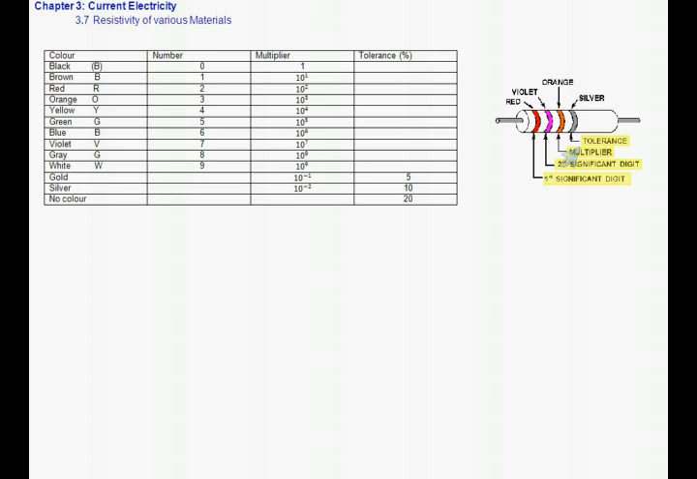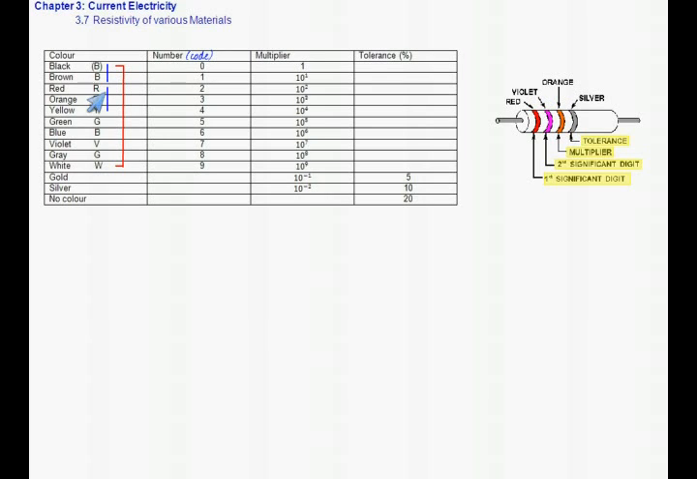The possible colors are black, brown, red, orange, yellow, green, blue, violet, grey, white, gold, silver, right? These colors are to be remembered in this sequence because their code is in serial order here, 0 to 9, and the multiplier is also arranged serially. So we have to remember the names of these colors according to this serial. Then it will be very convenient to remember the code and multiplier.